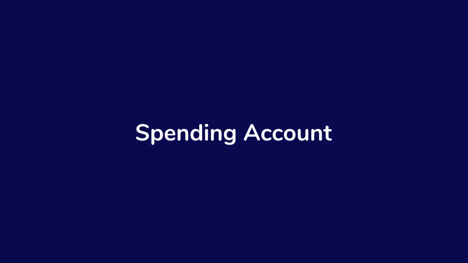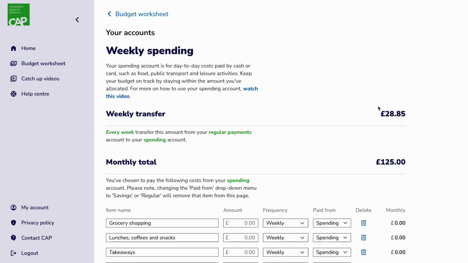Spending account. This account is based on weekly spending. Again, you will see a useful description of this account here at the top, including a handy video to watch. The weekly transfer amount is how much to move from your regular payments account to the spending account, since all of your income is coming into the regular payments account. The monthly total is calculated from your expenditure list below.